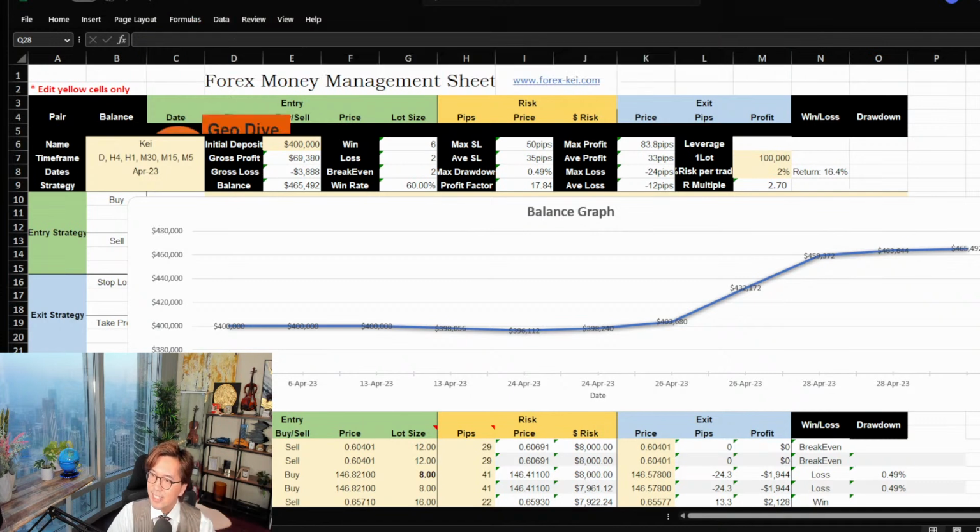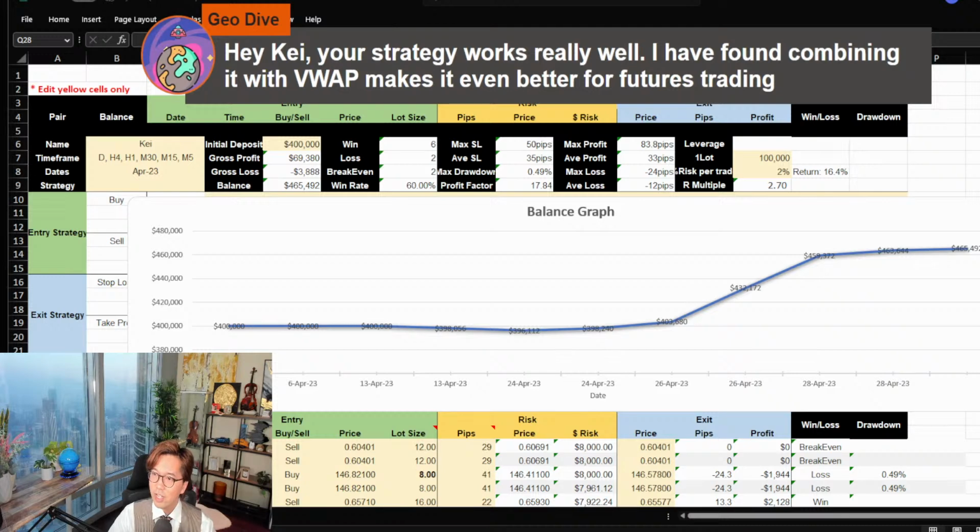Thank you very much. Gail says, hi Kei, your strategy works really well. I have found combining it with VWAP makes it even better for futures trading. Okay, VWAP, what does that stand for? Volume weighted average price. Oh, okay, I don't use volumes, but yeah, if you trade in the futures market or stock market, then volumes will work. I don't use volumes because I trade Forex. But if you trade stock market indices or maybe exotic pairs, then volumes may work really well, for sure.